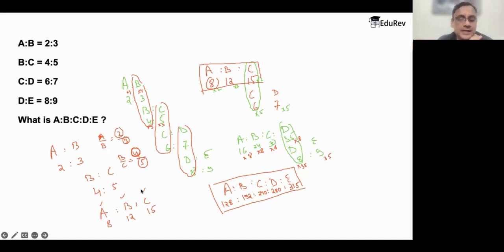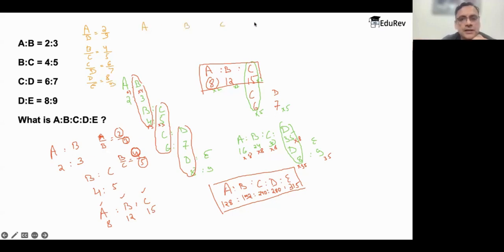Okay, let's continue this logic. Let's write now. Let me use a different color. This is a very interesting concept. A by B is 2 by 3. B by C is 4 by 5. C by D is 6 by 7. And D by E is 8 by 9.